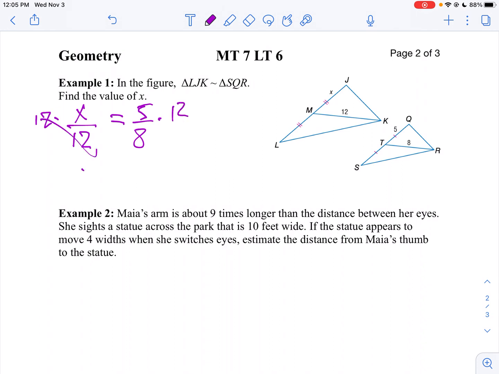So x equals 60 over 8. I don't think 8 goes into 60, but I notice 4 goes into both of them. So I get 15 over 2 would be the value of x.